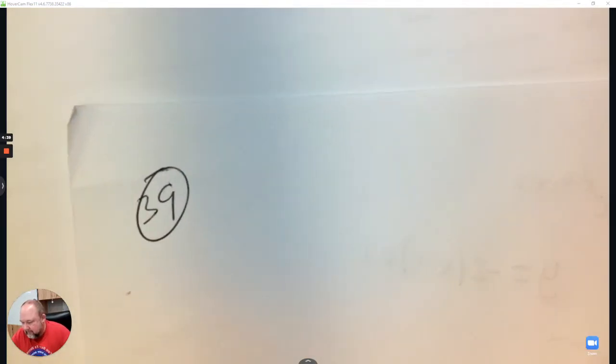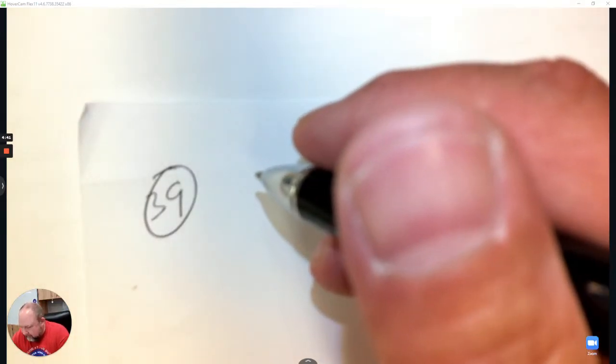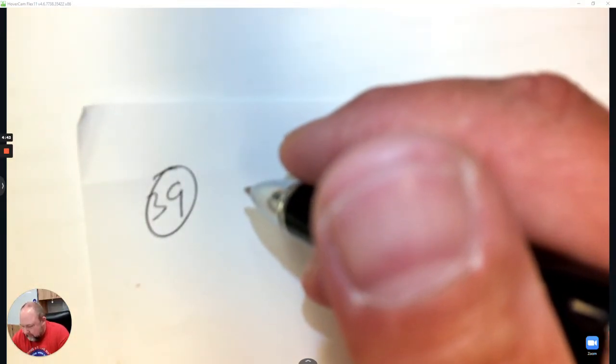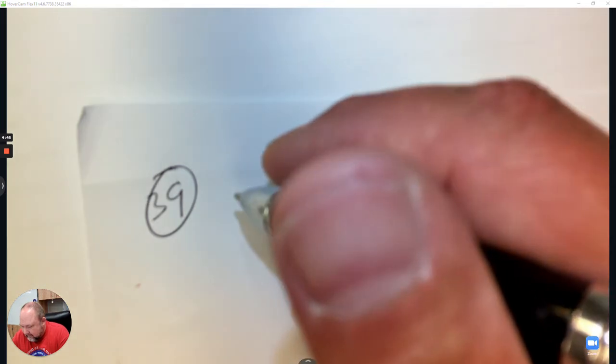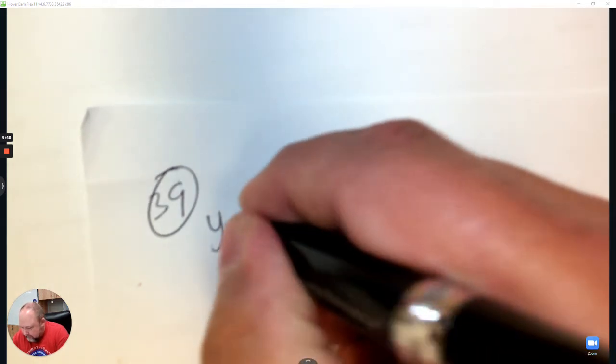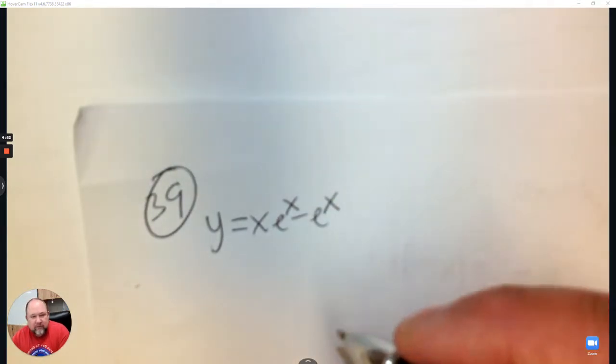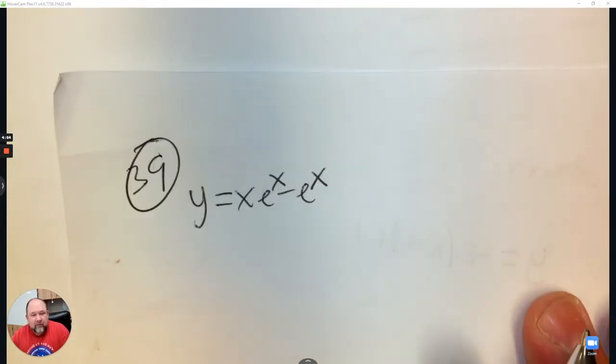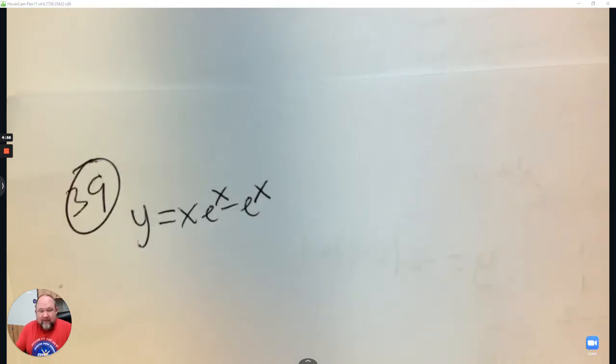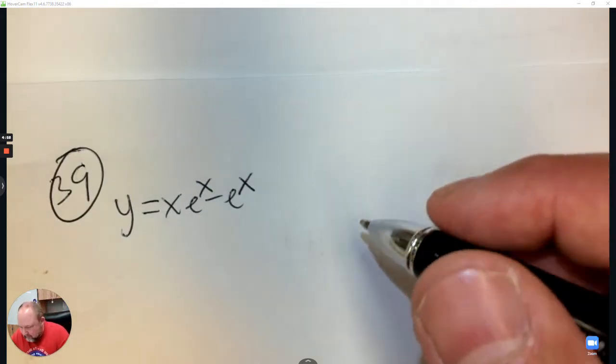In number 39, find the domain, x and y intercepts, extreme points, and points of inflection for the graph y equals x times e to the x, subtract e to the x. This is such an important question. So we're going to go one step at a time. And I really want you to think about how many steps you can do here before that.